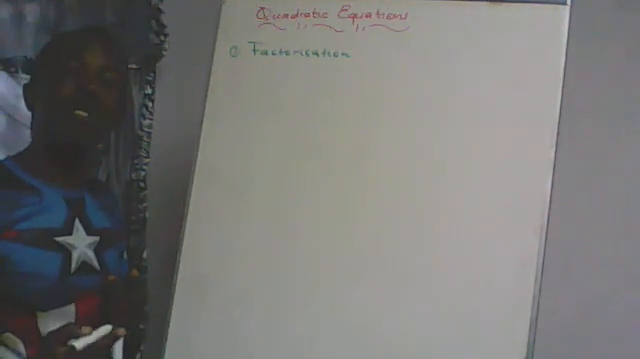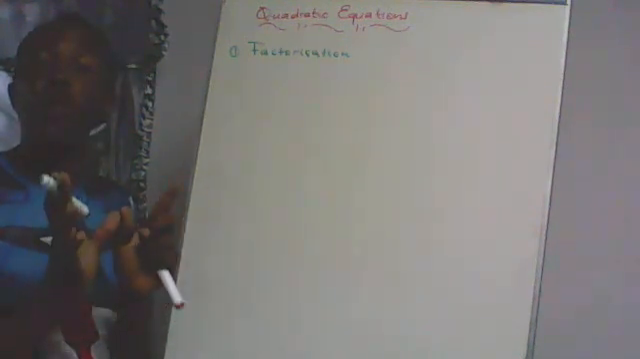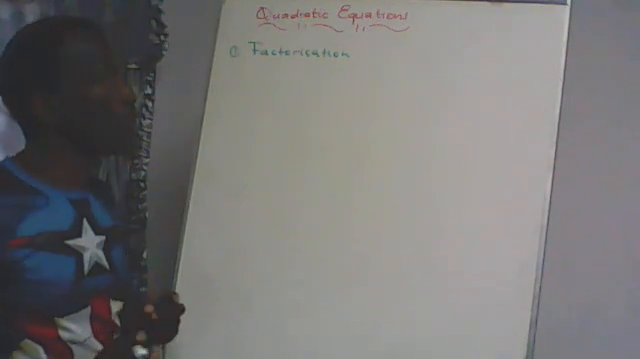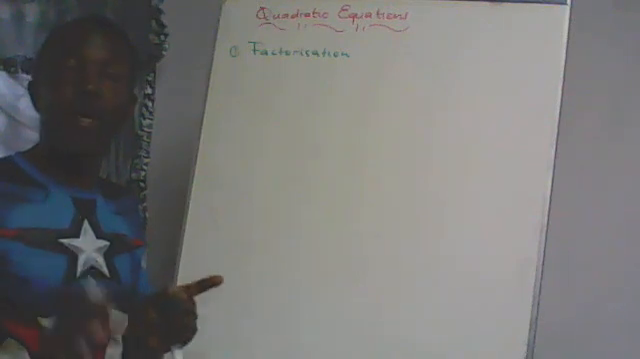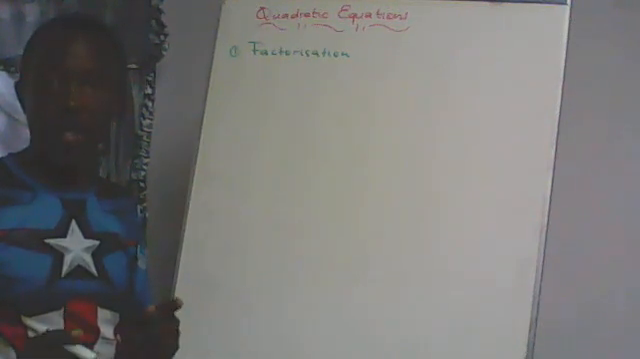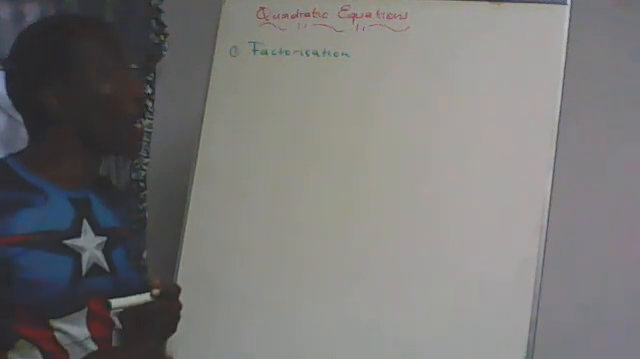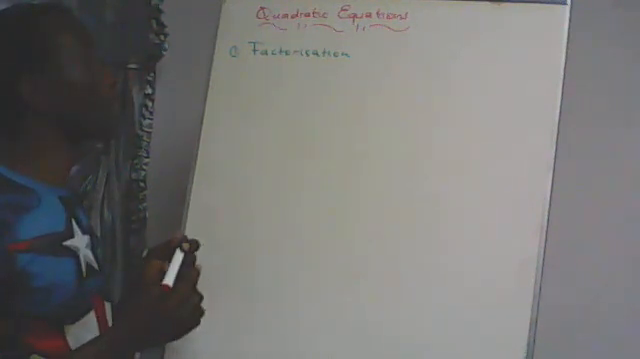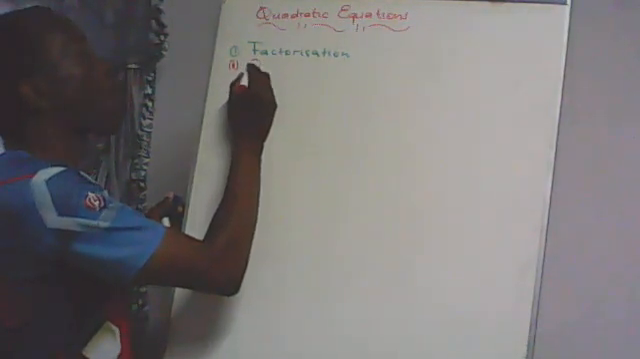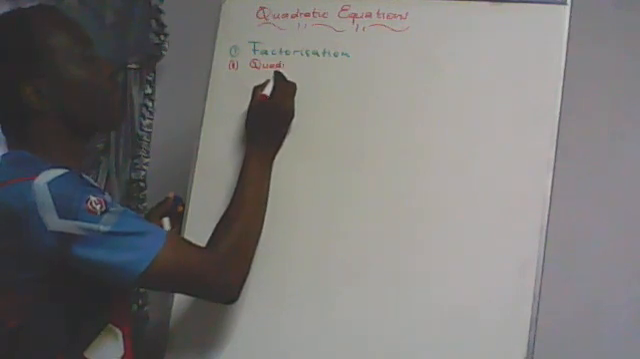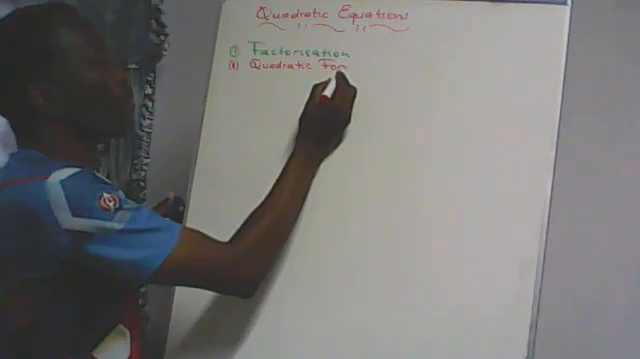Factorization is the process of breaking down the quadratic expression into two factors. Then take each factor and equate it to 0, and thereafter solve for x. That is the first process. The second process is by using the quadratic formula.